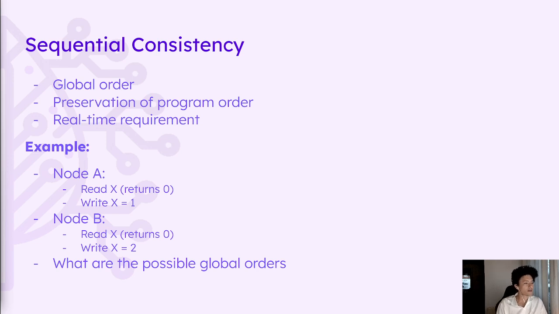I'll give an example. We can see here node A reads x and sees that x is equal to 0, then writes x equals 1, or assigns 1 to x. B reads x, sees it's 0, and then writes 2 to x at a certain point in time. You can see that this is a concurrency problem, right? So can you guess what are the possible values that x could take? I think that's a very easy question.